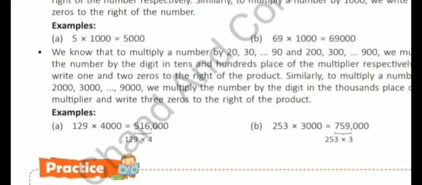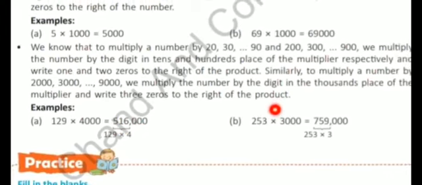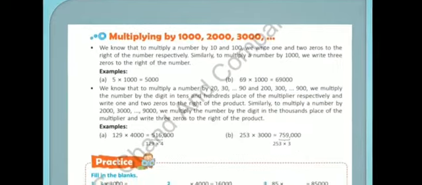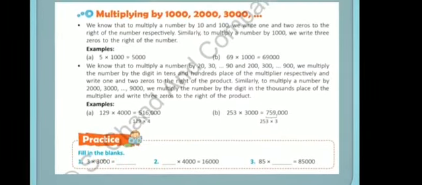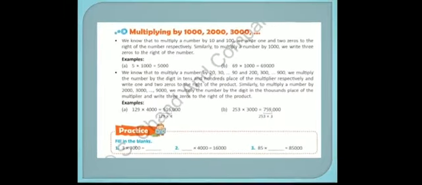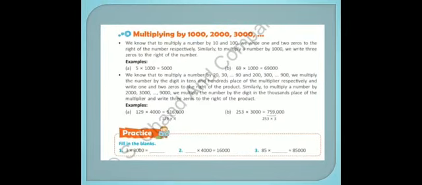Similarly, here is also one solved example shown to you. 253 multiplied by 3000. So 253 multiplied by 3, your answer is 759 and the number of zeros is 3. So just put these 3 zeros to this number and you will get the answer. So this is how we can simply multiply numbers like 1000, 2000 and 3000 with our large numbers. So practice sums are there which you can solve in your maths notebook.